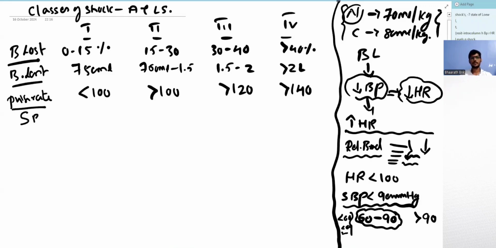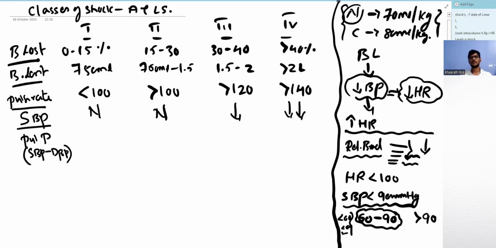Next, the systolic BP is not reduced until more than 1.5 liters of blood is lost, right? So this will be normal here, this will be normal here, and it is reduced here. Now, once you talk about systolic BP, you need to talk about pulse pressure, which is essentially the difference between the systolic BP and the diastolic BP, right? Here, there is not much compensatory mechanism because for 750 ml you don't need so much compensatory mechanism, so the pulse pressure will be normal.